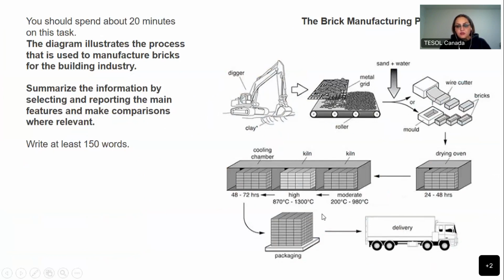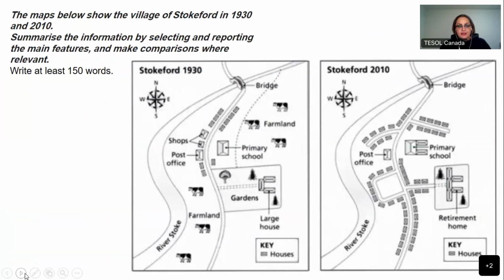There are some given words to help you write better. It's not obligatory, but you can use the words. And this is the example for maps. Summarize the information by selecting and reporting the main features and make comparisons. So, in 2010 and 1930, say what happens from 1930 to 2010 and what the differences are.